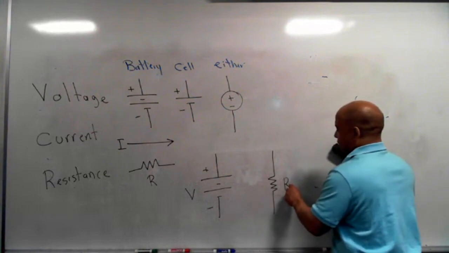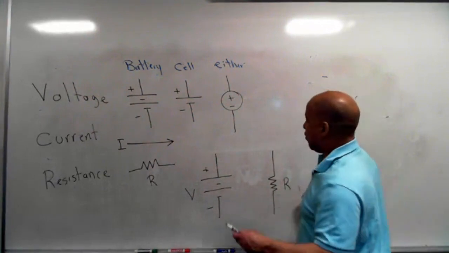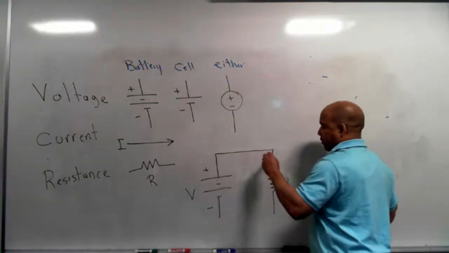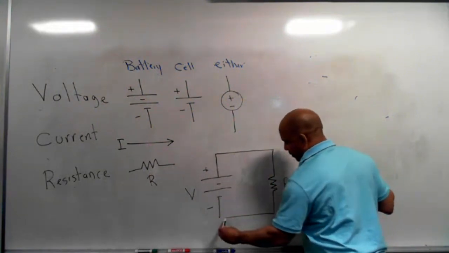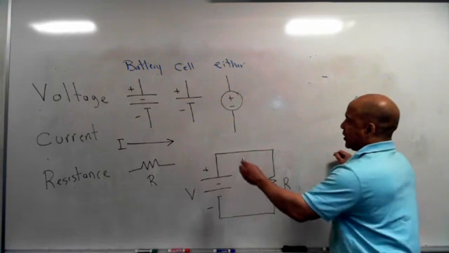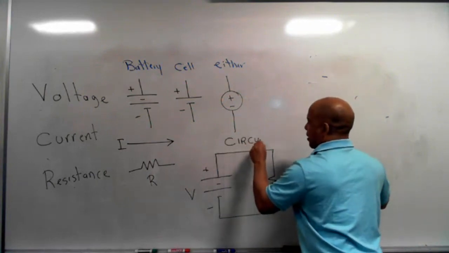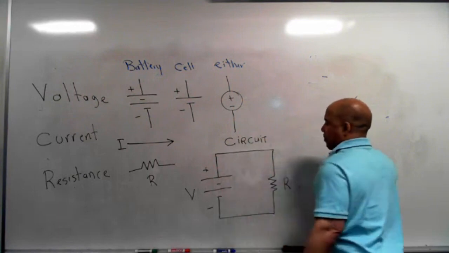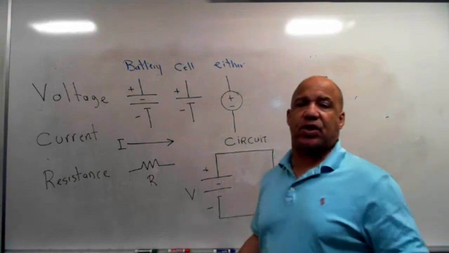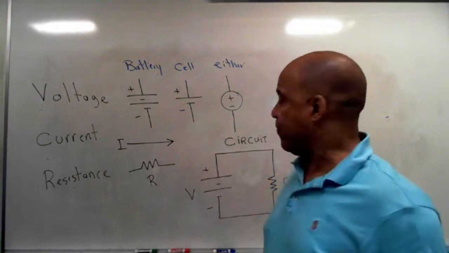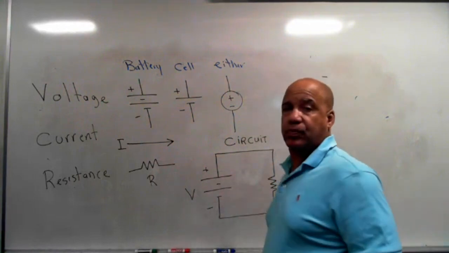So here's my resistor. And then to make this a circuit, I draw these wires connecting the voltage source to the top of the resistor and the voltage source to the bottom of the resistor. When I do this, this is called an electric circuit. And we use diagrams like this to show how things are connected electrically. We've got a lot more symbols we have to learn, but these are the basic two.